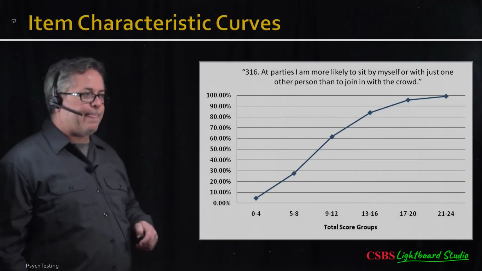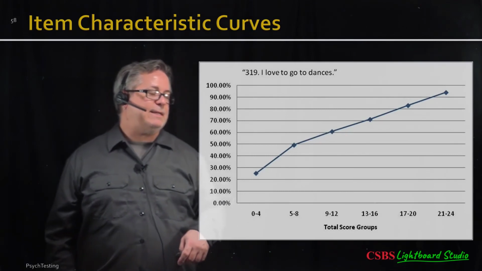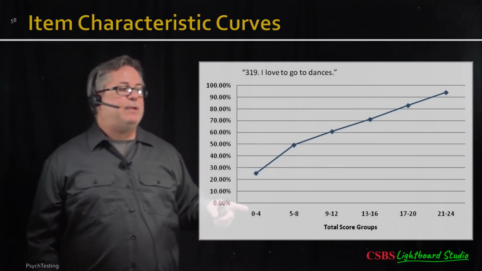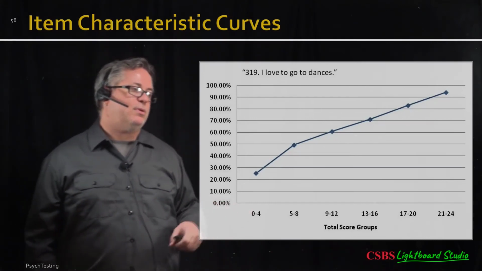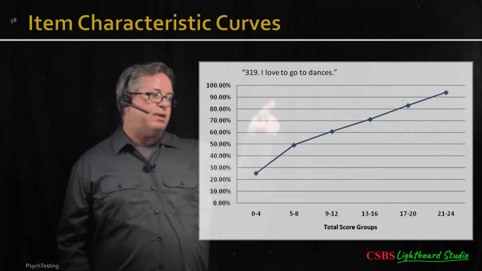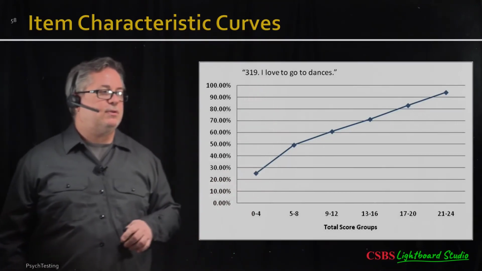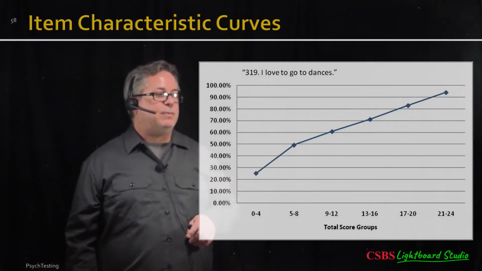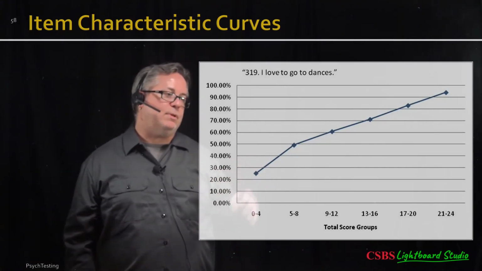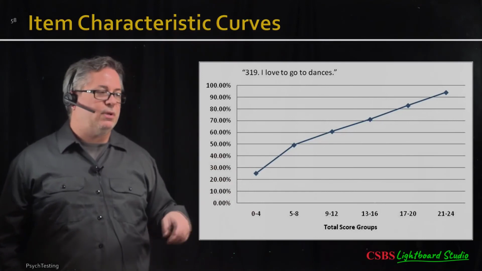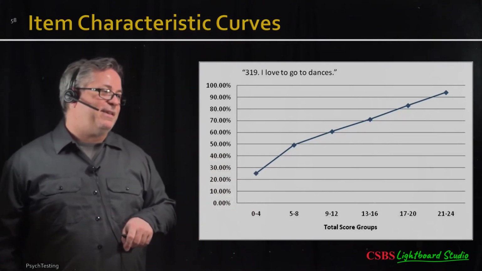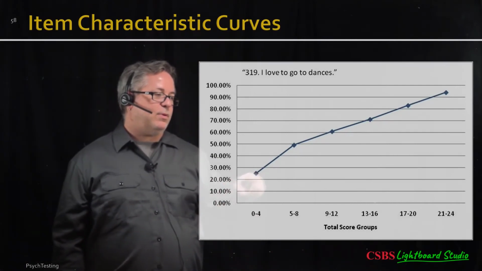Okay. I love to go to dances. Again, this is a reverse item. So even people who are super low on social anxiety have a roughly 25% chance of saying, no, I don't. So you can be people who are super extroverted, love people, love being social, and don't want to dance. 25% of them. Right?